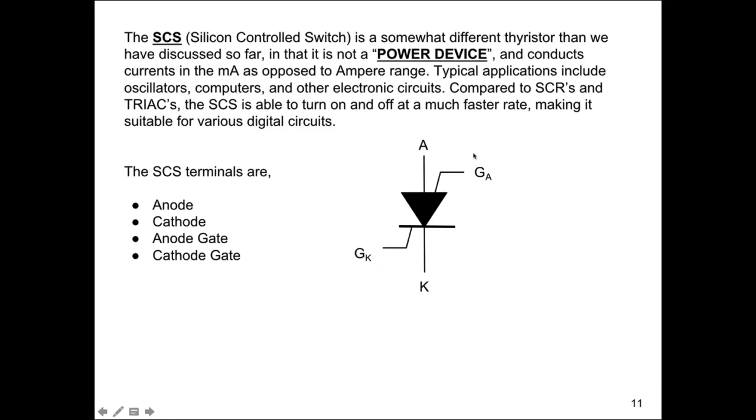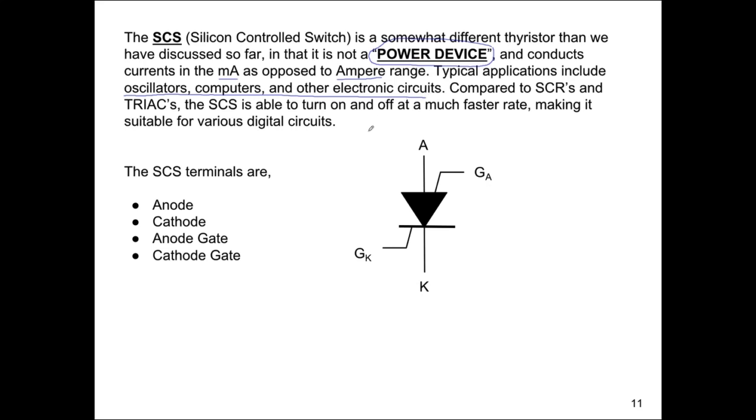Okay, so now we're looking at the SCS, also known as the silicon controlled switch. It's used basically as a sort of on-off device. It's technically not a thyristor. The devices we've talked about so far are thyristors, so it's not properly classified as a power device. Currents are in milliamps as opposed to the ampere range. And applications are oscillators, computers, and other circuits.